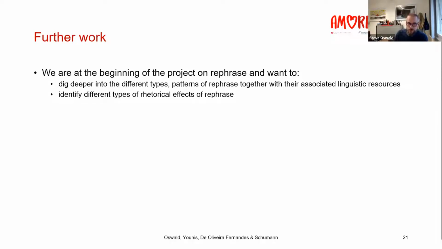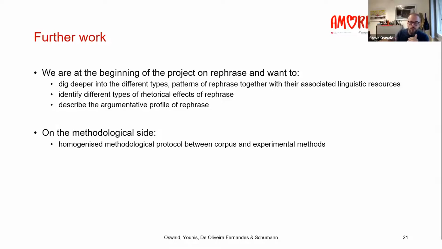We want to identify different types of rhetorical effects of rephrase. Here I showed you something about perceived persuasiveness, but we are working on experiments to look at ethos, so the perceived image of the speaker, whether rephrasing affects the perception that people have of you as a speaker, for instance, and other effects. And of course, try to describe the argumentative profile of rephrase, because it seems that also we have another experiment where we see that people basically see it as paraphrase, but it behaves like an argument. So there is something interesting about that. On the methodological side, we're really working with the corpus team to have a back and forth arrow loop so that our results inform their practice and their practice informs our results.